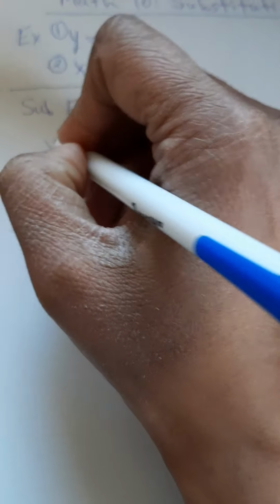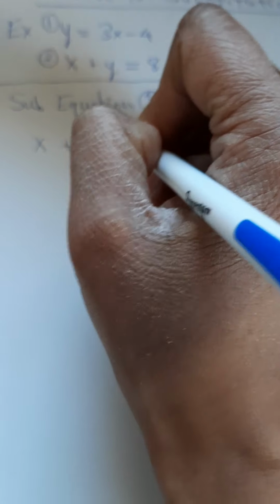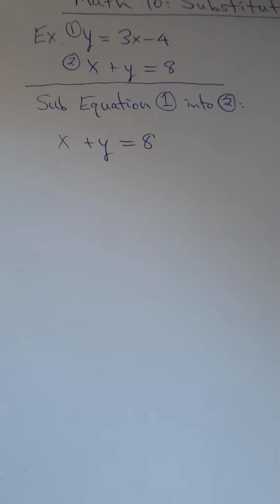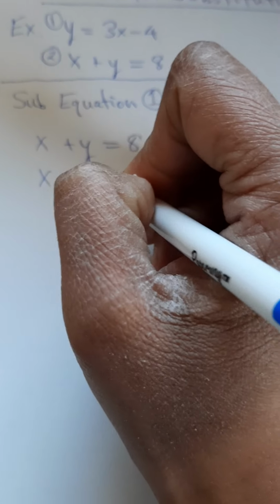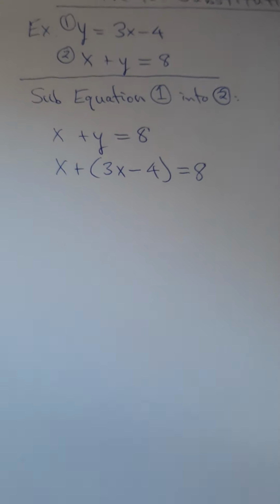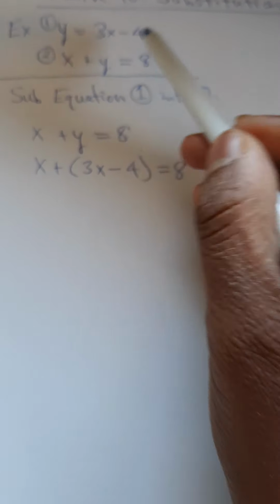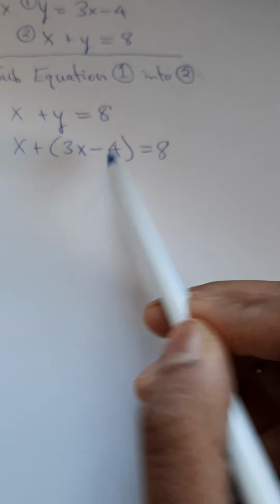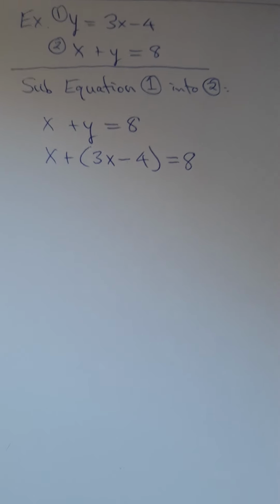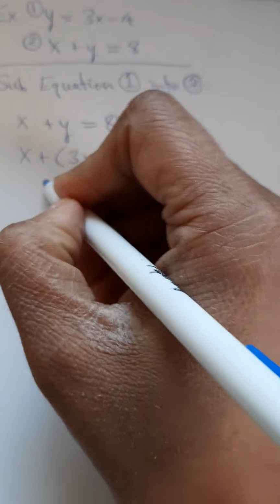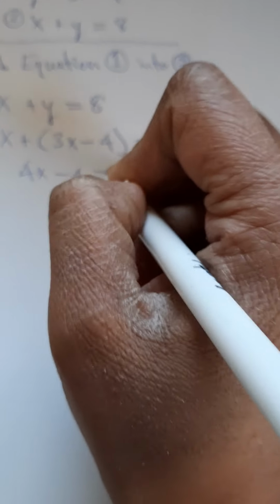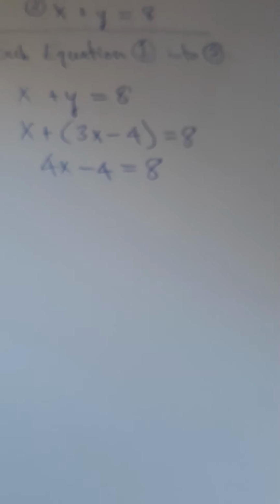Let's rewrite equation 2. It's x plus y equals 8. And now we're going to substitute our y value. So it's going to be x plus, let's put in brackets, 3x minus 4 equals 8. Everyone see that? So it's basically just instead of this y, I'm substituting the 3x minus 4. And now I can put my like terms together. So x plus 3x, so 4x minus 4 equals 8.